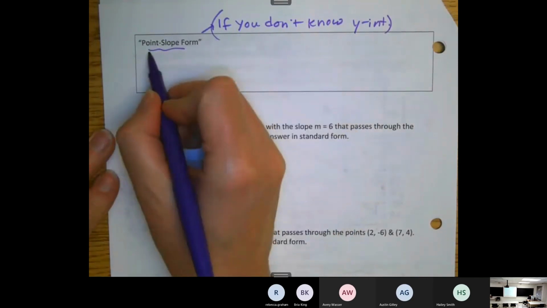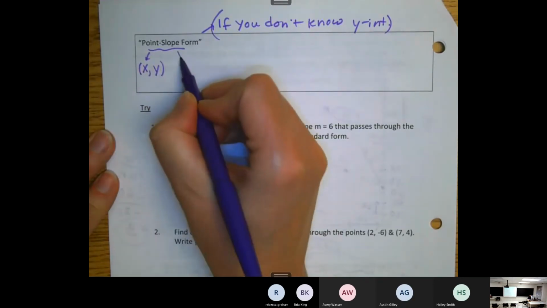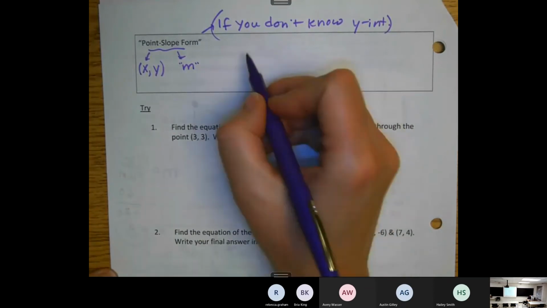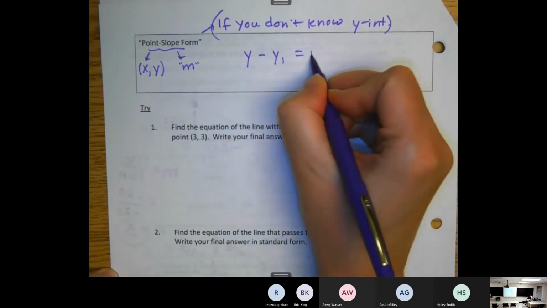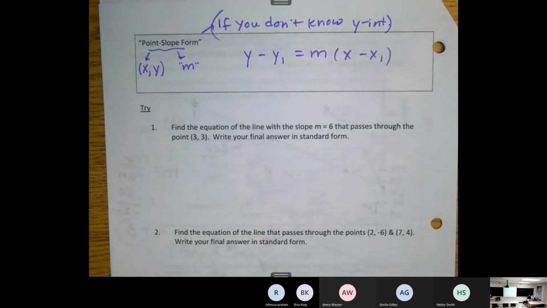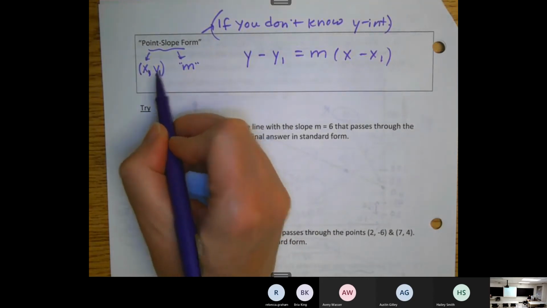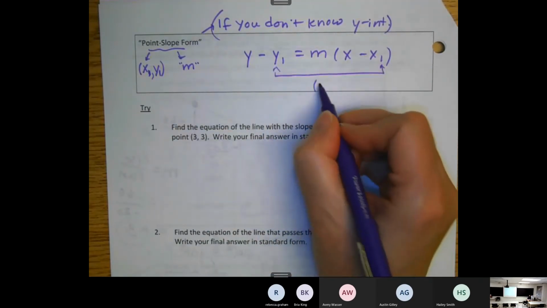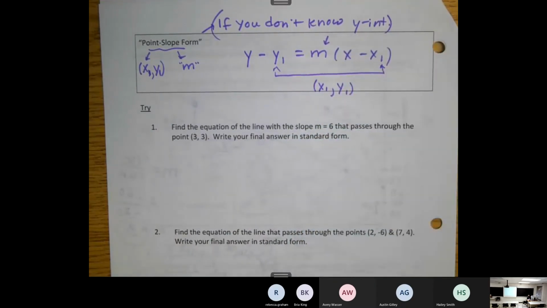The point slope formula gets its name because what we need is a point like x comma y and a slope m in order to use it. Those are the numbers we need to plug in. The formula looks like this: y minus y1 equals m times x minus x1. The point that we have to work with is going to be the x1 and the y1, so it'll go here and here. And then the slope, of course, is the m, so that'll go there.